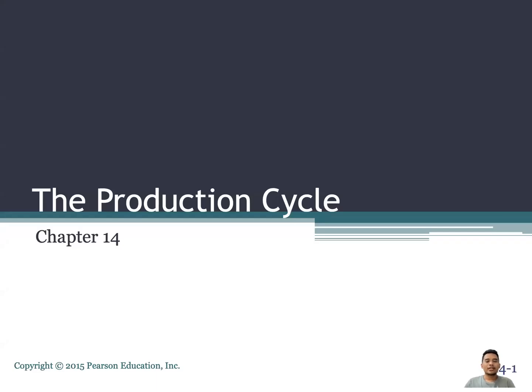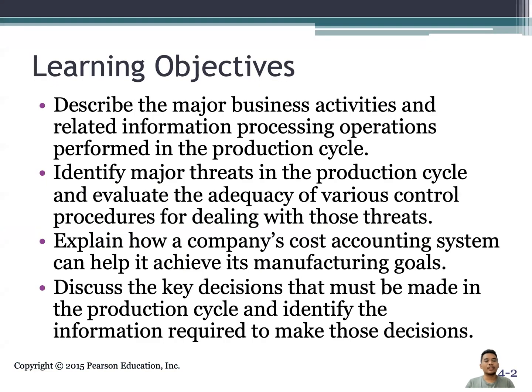Hi, good day. So for this topic, we'll be discussing the production cycle in relation to the operations of the company. So what are the learning objectives here? We have four. Number one, to describe the major business activities and related information processing operations performed in the production cycle. Next is to identify major threats in the production cycle and evaluate the adequacy of various control procedures for dealing with those threats.